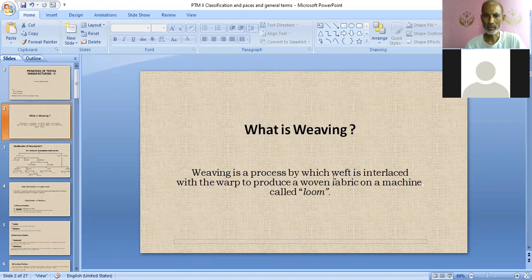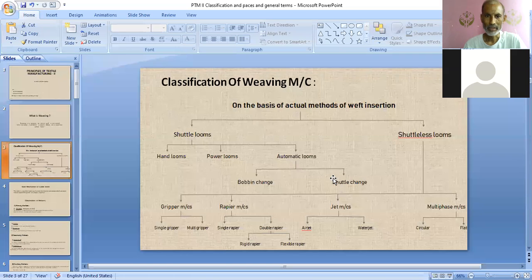In this, we have taken the definition of weaving, which is defined as the process of interlacement of warp and weft, producing a product known as a woven fabric on a machine called a loom. Then we have taken classification of weaving machines on the basis of the actual methods of weft insertion. And we have categorized them into 2 main categories, shuttle looms and shuttleless looms.